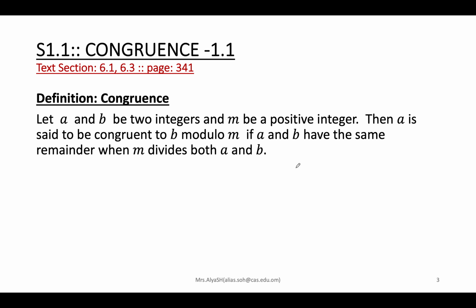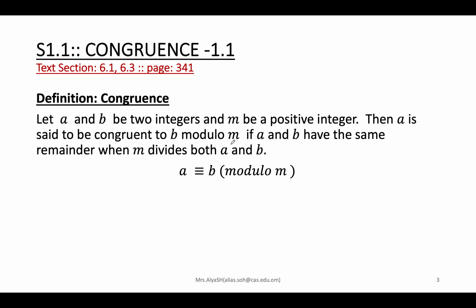All right, so before we start on congruence, you can refer to page 341 in our textbook, section 6.3. Okay, so in case I have two integers A and B and a positive integer M, then I can say that A is congruent to B mod M if A and B have the same remainder when M divides both A and B. And we usually use the following notation, the three-line equals sign, to represent the congruence.